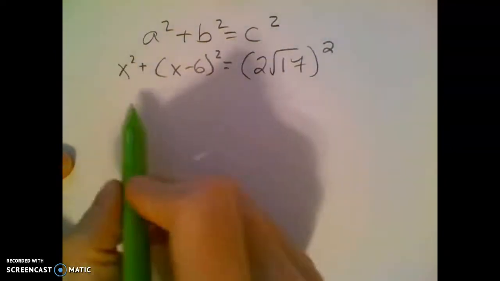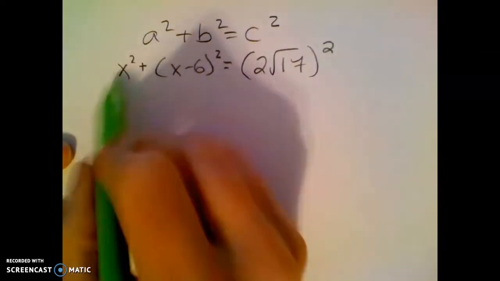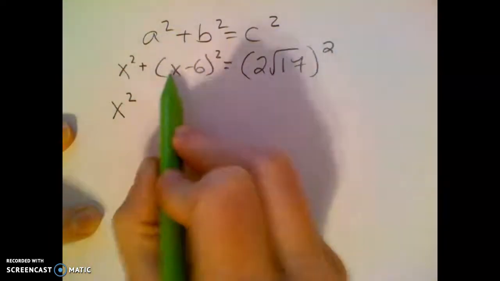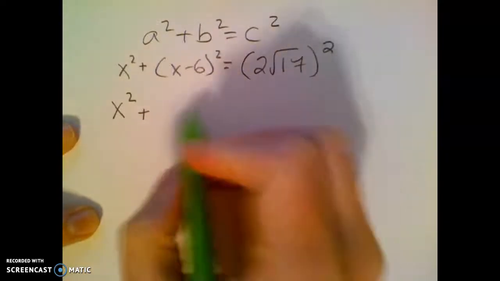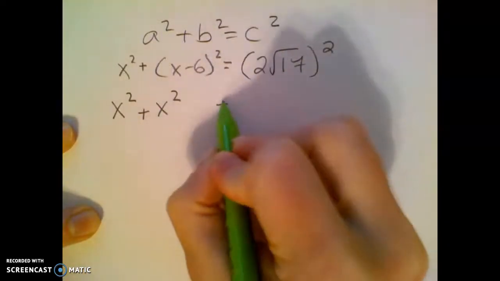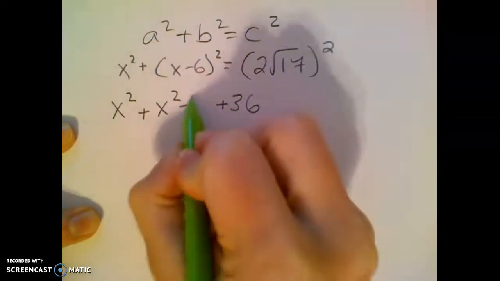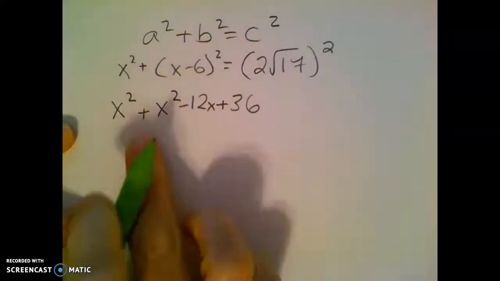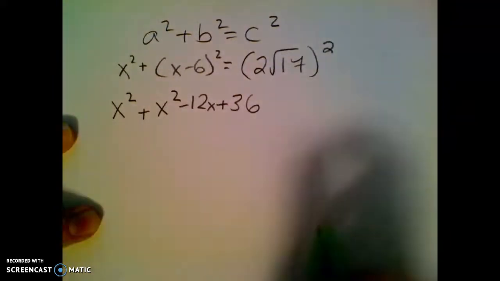All right, so then I'm just going to go ahead and clean this up. Well, obviously x squared is just x squared. x minus 6 squared is square the first, square the last, and double the product of the middle. So multiply it out on your own. I just did the shortcut.